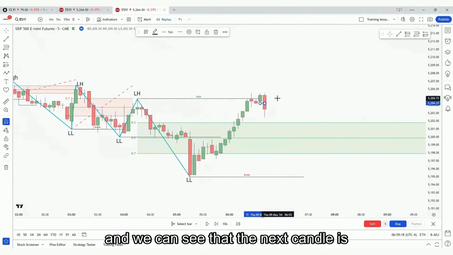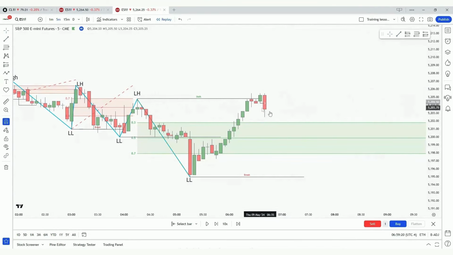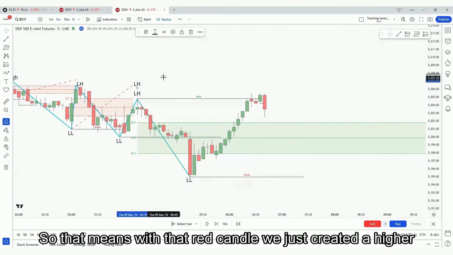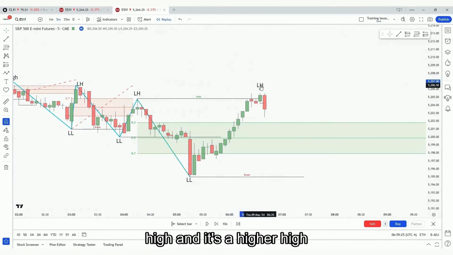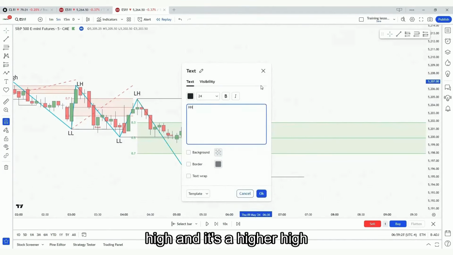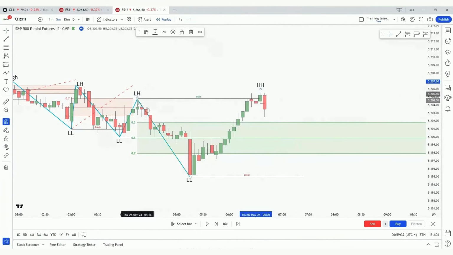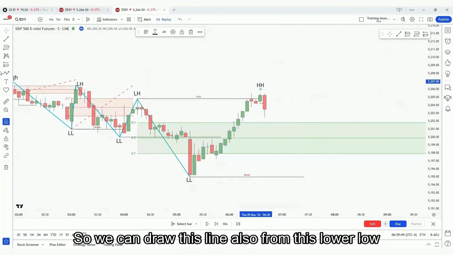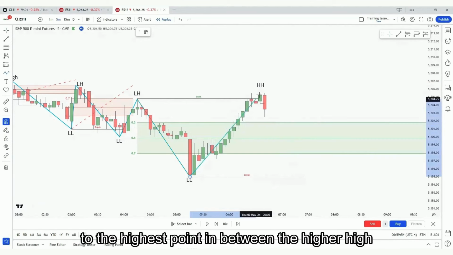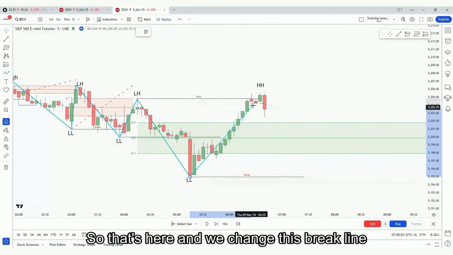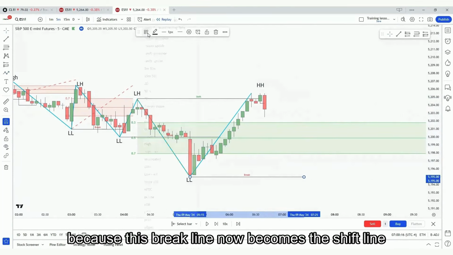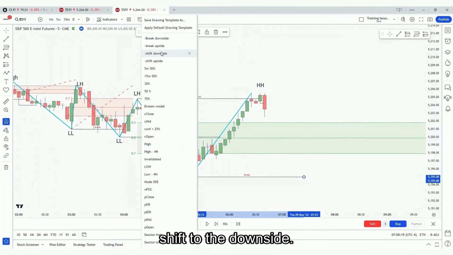And we can see that the next candle is already closing below. So that means with that red candle, we just created a higher high. And it's a higher high because this high is higher than the previous high. So we can draw this line also from this lower low to the highest point in between the higher high and the lower low. So that's here. And we change this break line because this break line now becomes the shift line, shift to the downside.